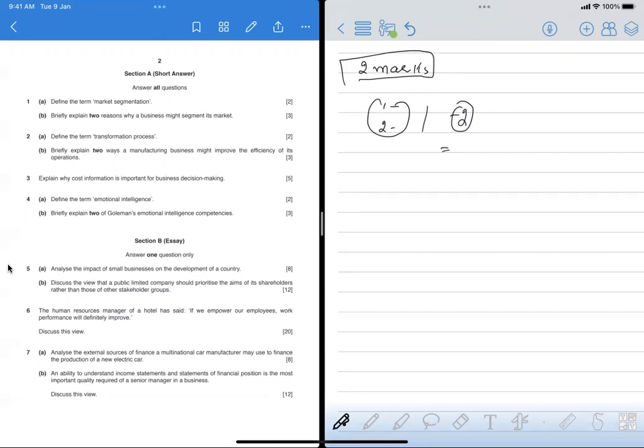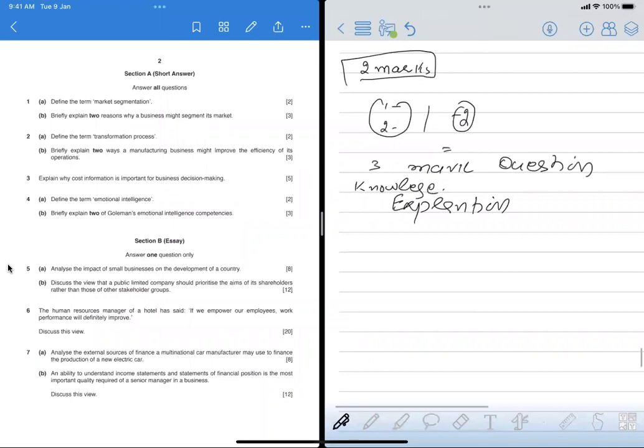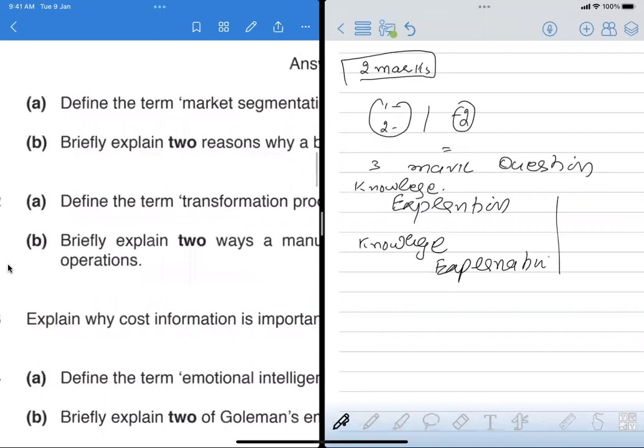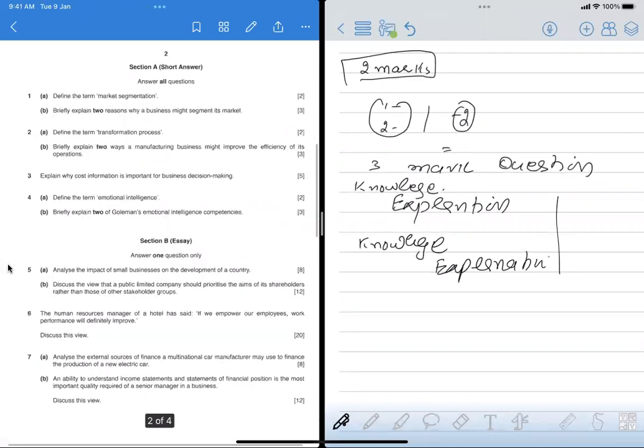Again, I repeat, in a 3 marks question, you give one explanation that is followed by one knowledge point or reason, then a second knowledge point, and an explanation of that too. And that explanation is a brief explanation. If you look at the question, the word brief is already written here, briefly explain. So a one-liner explanation will be enough in this 3 marks question.